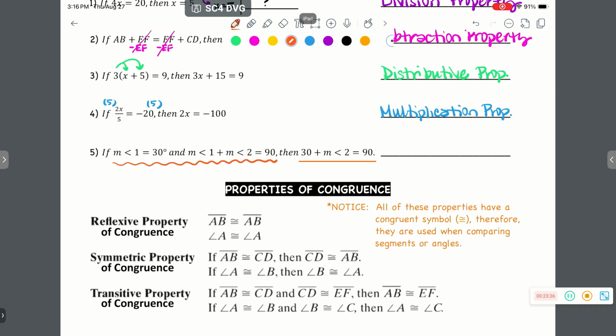Didn't they replace? Isn't the only difference between this equation and this equation is that they replaced the measure of angle 1 with a 30? Well, didn't they tell me also that angle 1 equals 30? So if two things are equal and I can then replace them for one another, that is the substitution property. Good job.